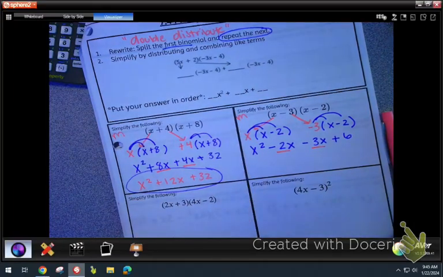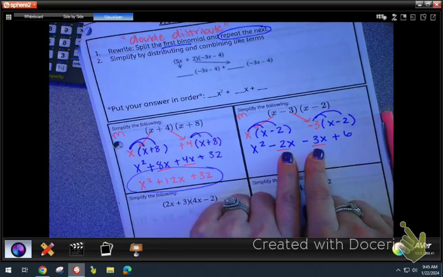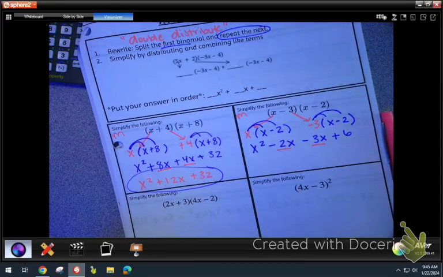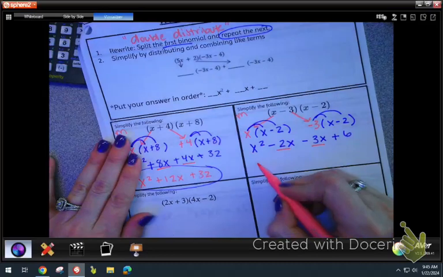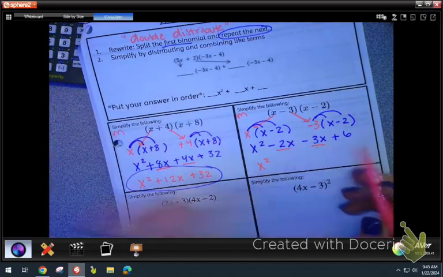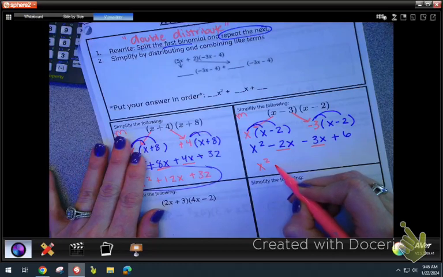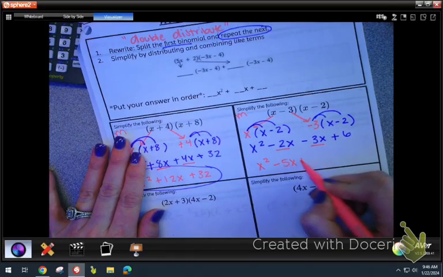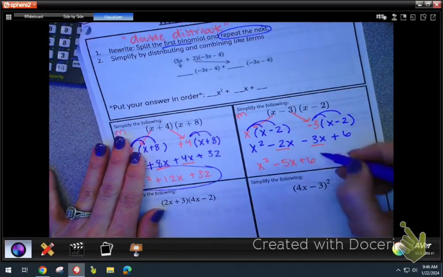Now, I'm not all the way finished. I'm not simplified in standard form. I underlined my 2 like terms right here. Negative 2x and negative 3x. And Miles, would y'all say that combined to? Wait, negative what? The middle 2? I said combined to negative 5x. Very good. Okay, so I want you to really pay attention to the problem.